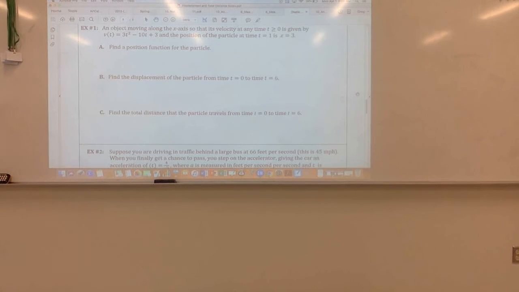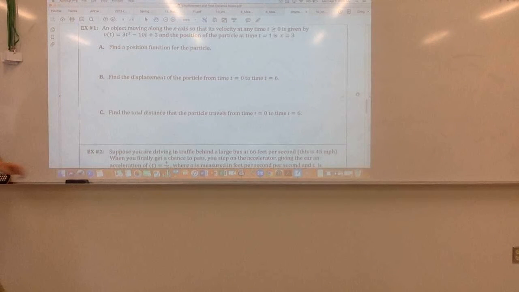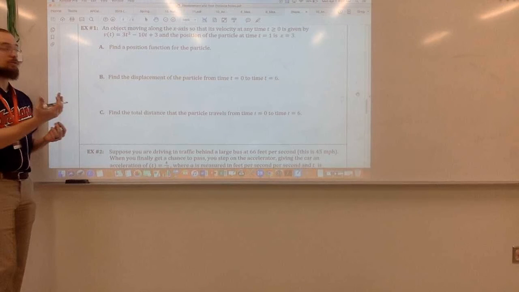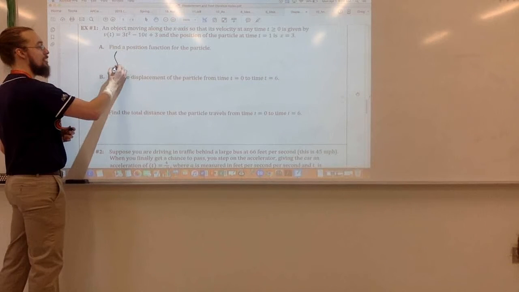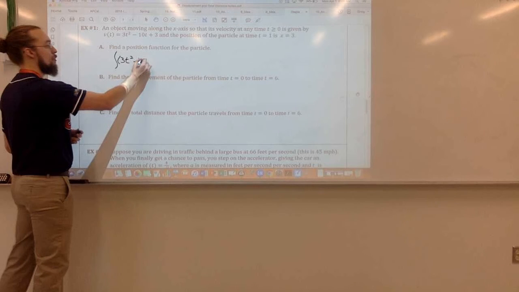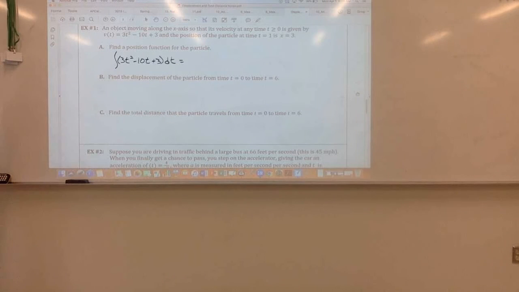If I know velocity, how do I find a position function? Yeah, just take the antiderivative. And here we're not asked for total distance or net distance, we just want a function. So I'm just taking the indefinite integral of my velocity, 3t squared minus 10t plus 3. So what would I get?